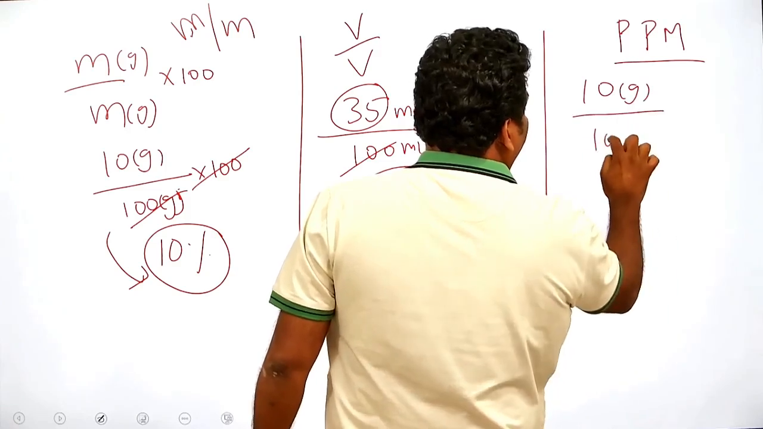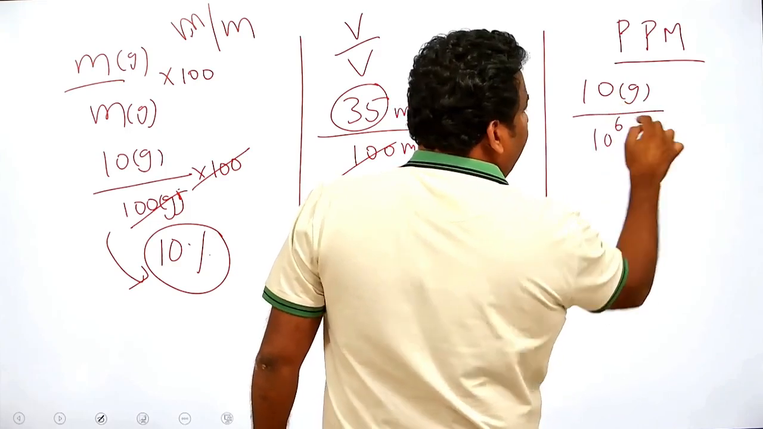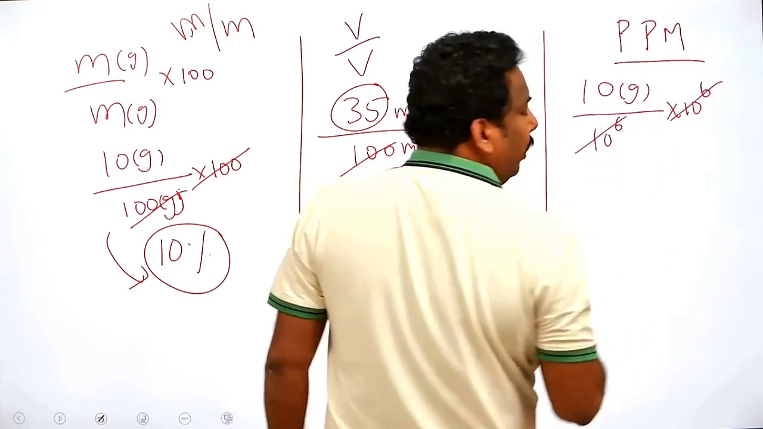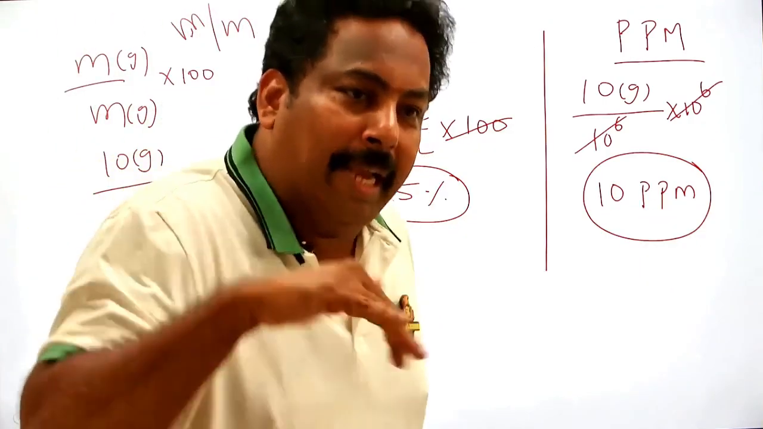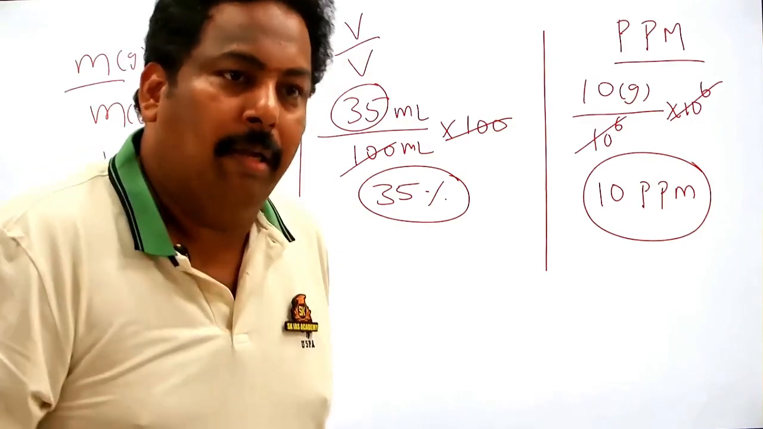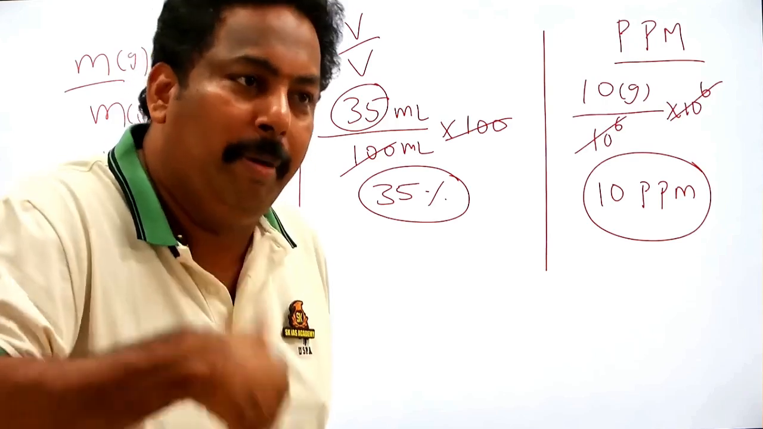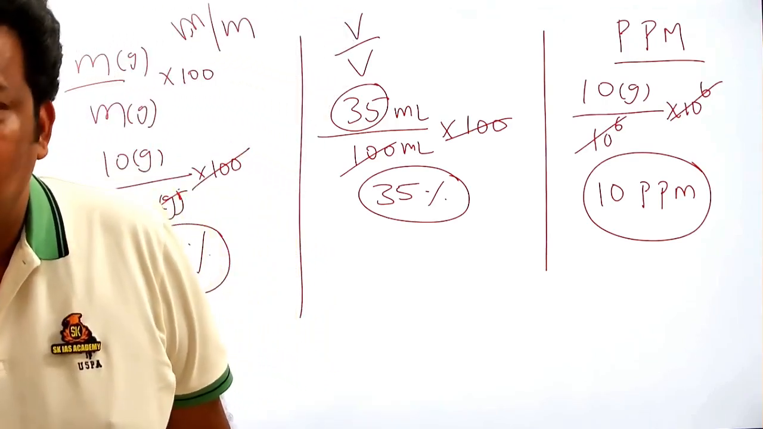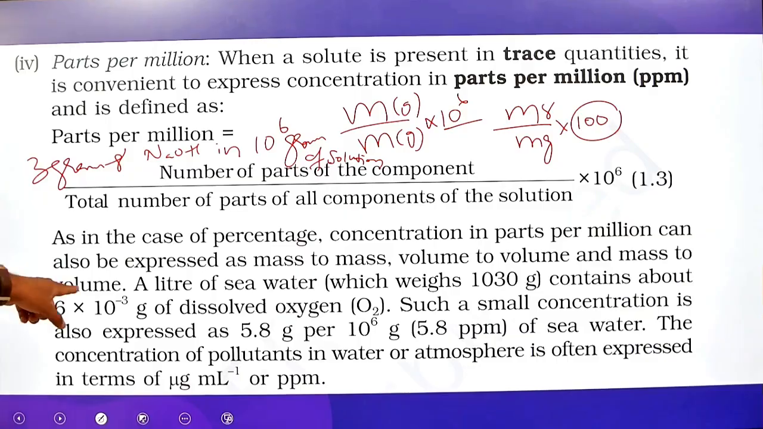Divided by 10 power 6 into 10 power 6, cancel ஆகி 10 ppm. ppm can be represented in mass by mass, mass by volume, volume by volume. Are you able to understand? No doubt in this. Clear? இங்க கீழ என்ன நடந்திருக்கு?